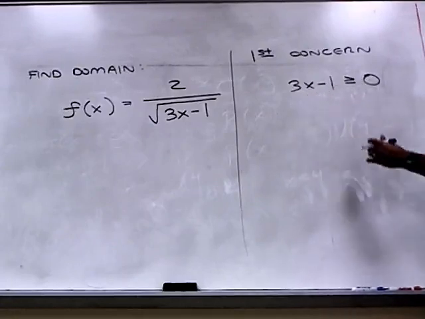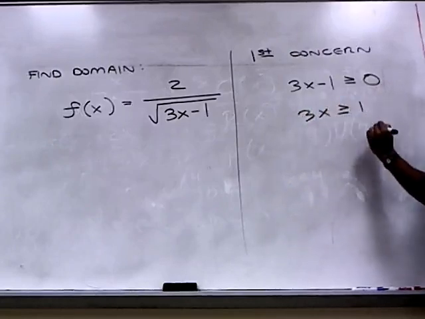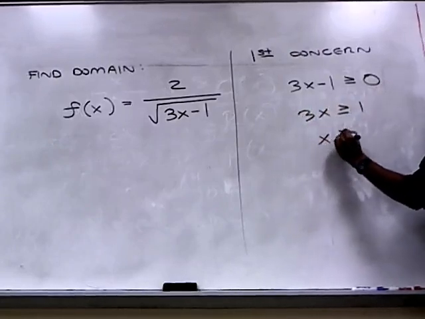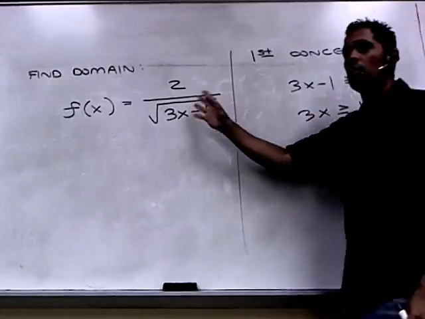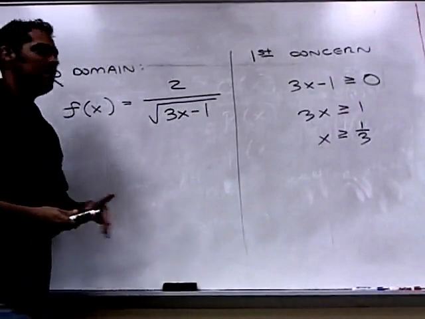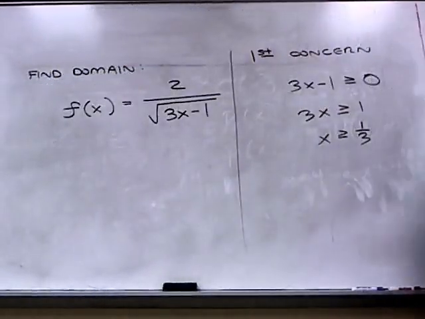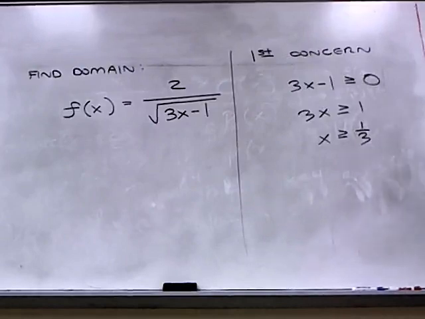So I'm just going to move things around. I'm going to add 1 to both sides. I'm going to divide by 3. So what I'm saying is, so far, in order for this function to be able to handle what I plug in, I need to make sure that the x value I plug in is greater than or equal to 1/3. Follow? That's only the first concern, though.